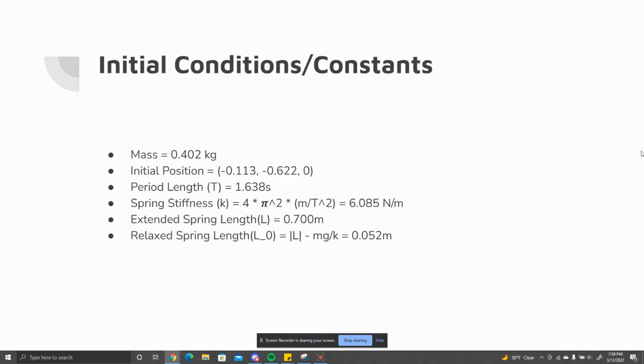The period length, if we measure it, is around 1.638 seconds. The spring stiffness, k, you can calculate by 4 times pi squared times mass over T squared, the period length squared, and we got around 6.085 newtons per meter. The extended spring length given to us by the video was 0.7 meters, and the relaxed spring length, if we use the spring formula or Hooke's law, we get L0 equal to 0.052 meters.